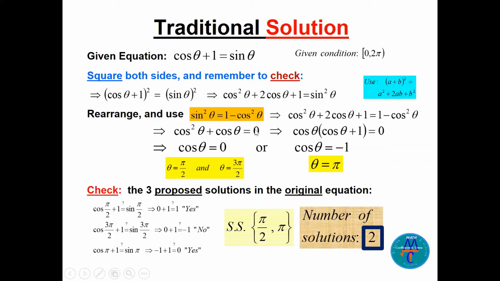Because when you square both sides and find all the solutions, you will have 3 solutions there: theta pi over 2, theta 3 pi over 2, theta pi. We cannot say we have 3 solutions. We have to check in the original equation. When you check, 3 pi over 2 is rejected because we have 1 equals minus 1. So the only solutions are pi over 2 and pi.